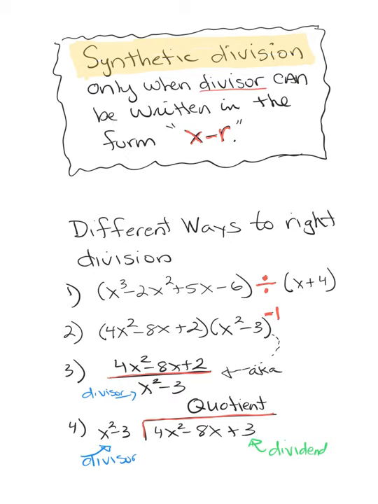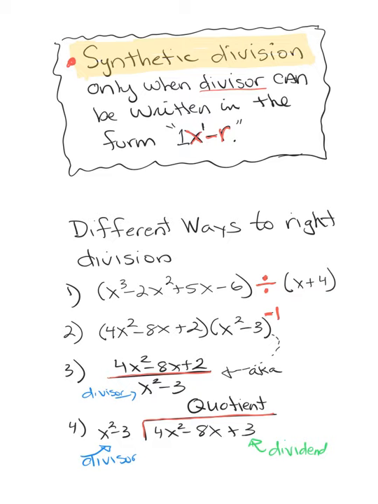So let's look at that x minus r format. Notice that to be in x minus r format, it has a degree of 1 and a coefficient of 1. It has to be in that format in order to use this thing called synthetic division, which is what our lesson today is. So let's take a look at some problems and see which problems we can use synthetic division with.